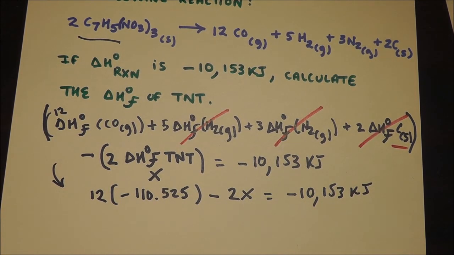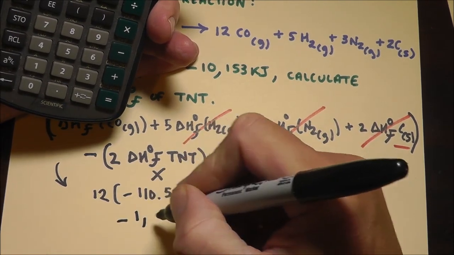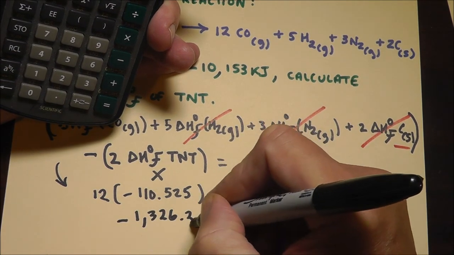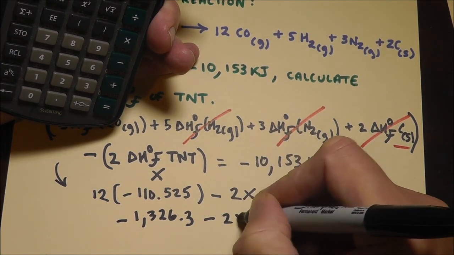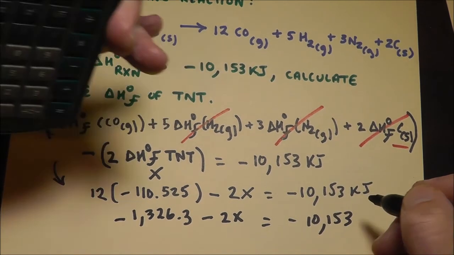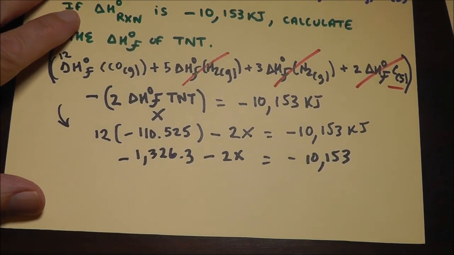Cool. Let's go ahead and crank out that, distribute that 12 through. So 12 times 110.525 is minus 1,326.3 minus 2x equals minus 10,153. I'll leave the units off for now. We know it's going to be in kilojoules per mole when we get done with this. I'm running out of paper maybe.